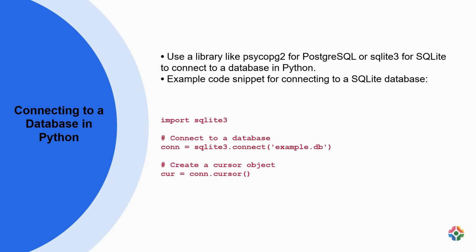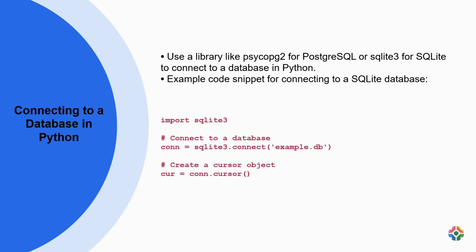With the connection established, create a cursor object using the cursor method on the connection object, which allows executing SQL queries against the database. This cursor will be used to interact with the database. An example of connecting to a SQLite database using sqlite3 in Python is as follows. Python: import sqlite3, connect to a database, con = sqlite3.connect('example.db'), create a cursor object, con.cursor().